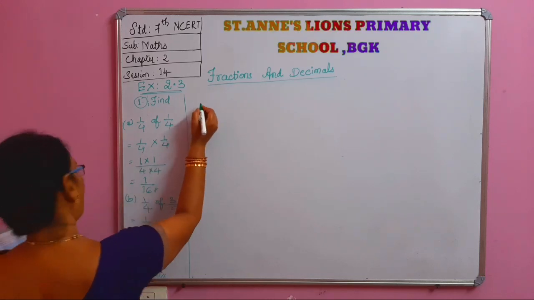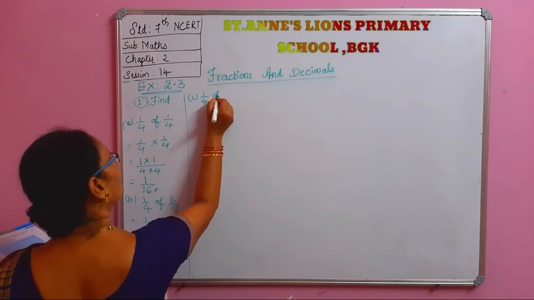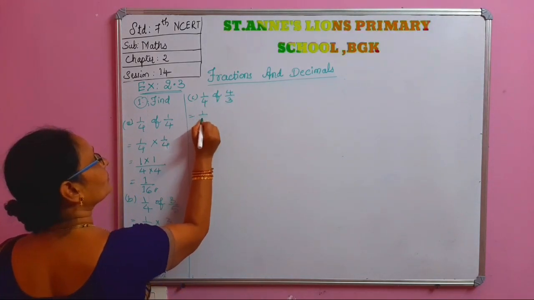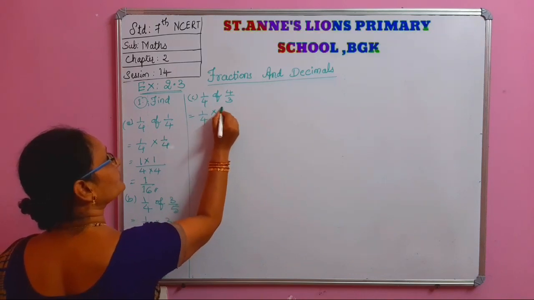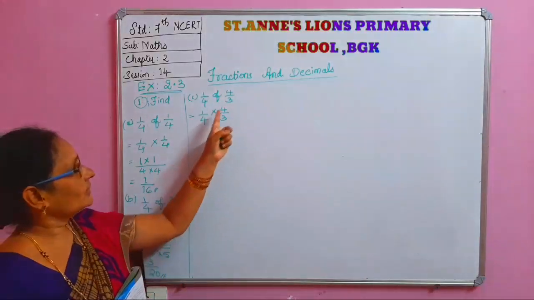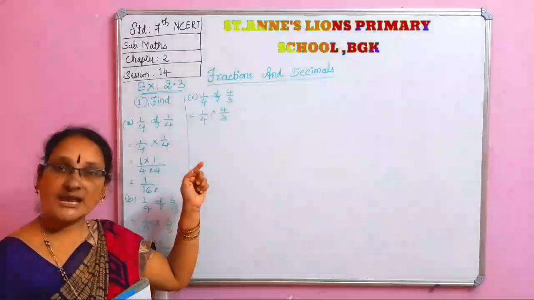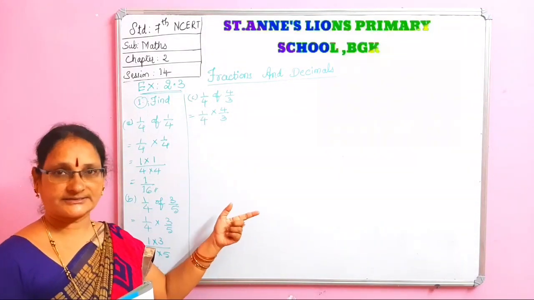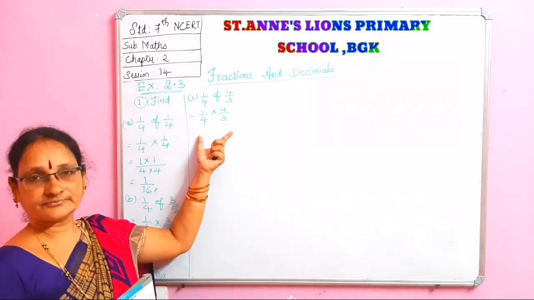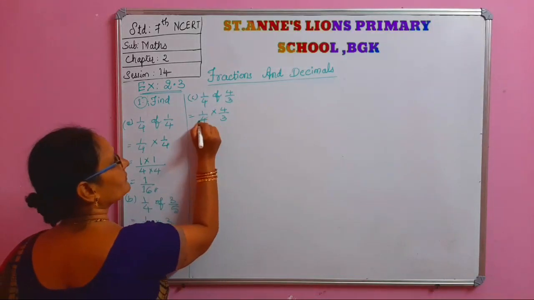Now I am doing C. That is 1 by 4 of 4 by 3. You know what "1 by 4 of" means: into 4 by 3. I told you to observe once. Yes. Now 4 cancellation is possible. Even if you proceed, in the last step you have to cancel. That is also correct. But here cancelling is easy for you. Work will be less, steps are less. See here, 4 will be getting cancelled.